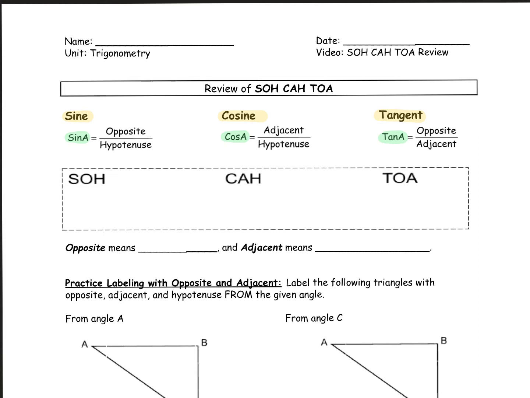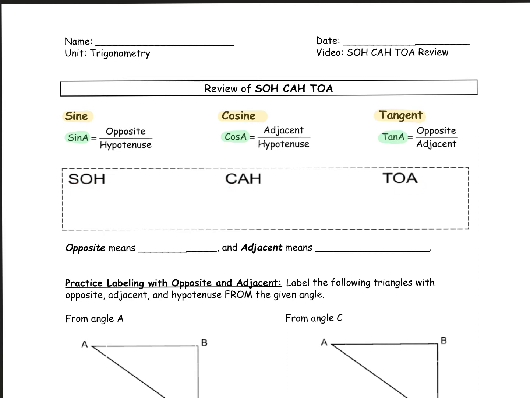Now, they all mean something. Sine is the relationship of opposite over hypotenuse. Cosine is the relationship of adjacent over hypotenuse. And tangent is the relationship of opposite over adjacent. We use this little acronym, SOH CAH TOA, to help us remember that.